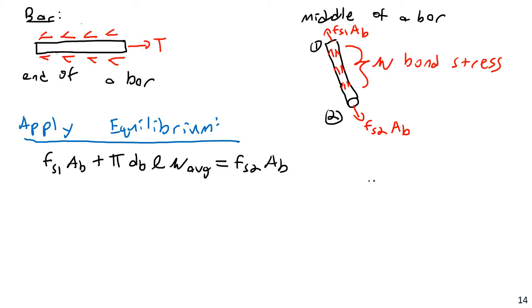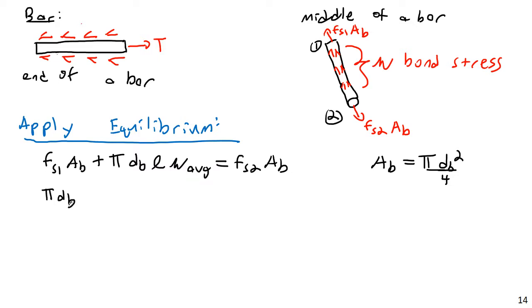And then what else? In terms of what AB is, it's just the cross-sectional area of the bar. So that would be pi times dB squared over 4, the diameter of the bar squared over 4. And I'll also later introduce something called delta F, but I'll come back to that. So then if I wanted to, let me move this over here.